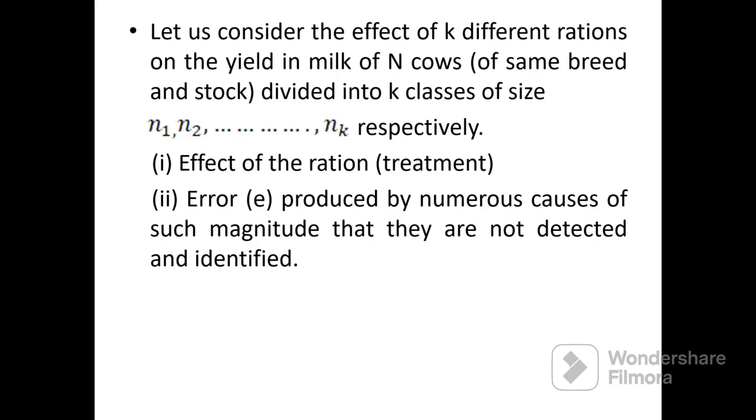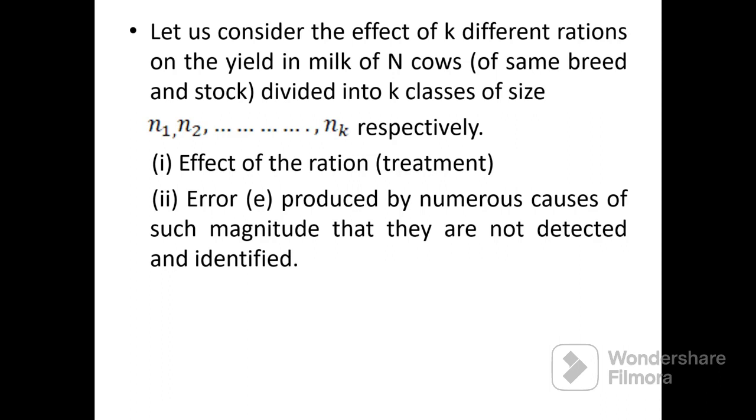So in one way ANOVA, the observations are divided on the basis of only one factor, and the variation will be considered. So let us consider the effect of K different rations on the yield of milk of capital N cows, where breed and stock have been kept constant. So the cows have been considered to be of the same breed and same stock.